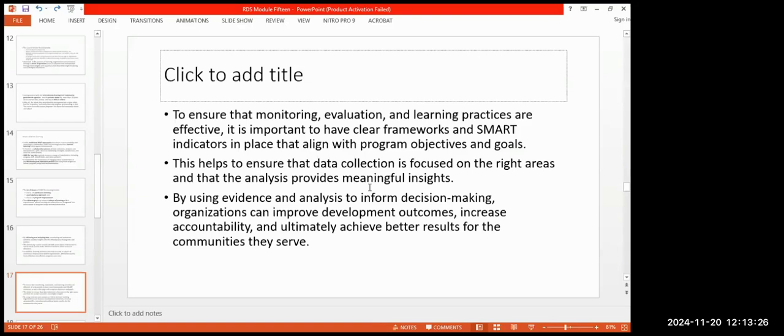The SMART indicators will therefore mean that collection of information or data is actually focused. And if it's focused, then we will be able to get meaningful insights. Because if you have wrong data, and that's why monitoring matters before you even use the information, you can have good data, or even correct data, that does not help you to make certain decisions. So that is defined at the SMART objective level or SMART indicator level.